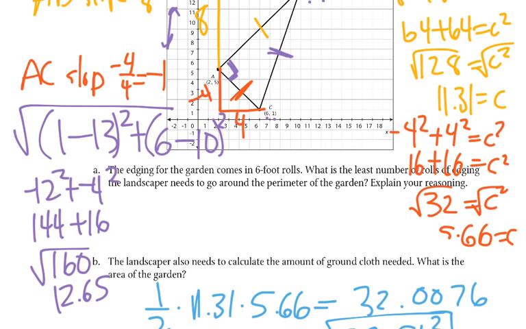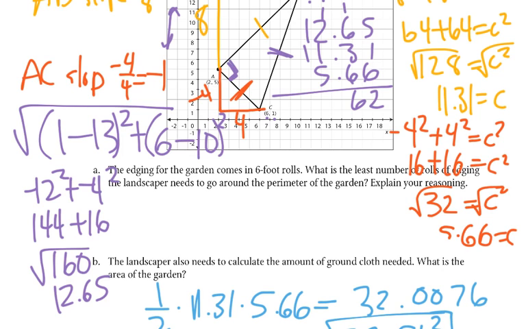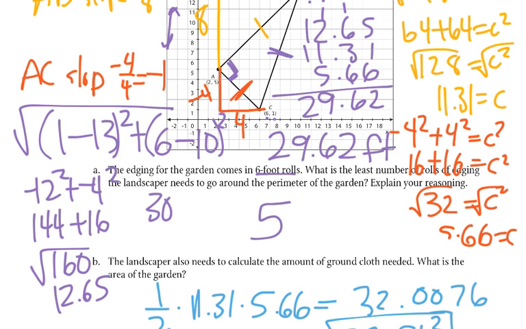So 12.65 plus 11.31 plus 5.66. Add those all up. We'd have 2 here. 12, 16. 4 and 5 would be 9. So about 29.62 feet would be our perimeter. Now they come in 6-foot rolls, so we need to bump that up to 30. So we need 5 6-foot rolls. So that's the number of rolls we would need to get that to work.